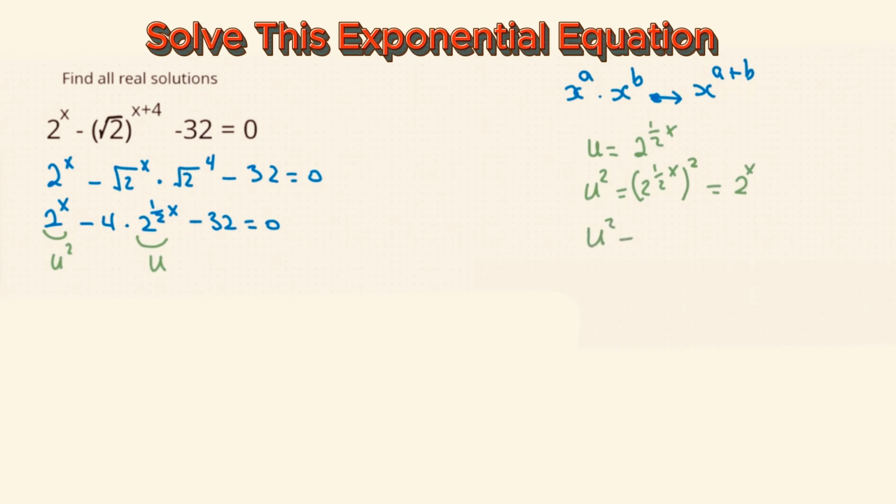minus 4u minus 32 equals 0. Factor this, so that's going to give me u minus 8 times u plus 4 equals 0. Two numbers that multiply to give me negative 32 and add to give me negative 4 are negative 8 and 4. And therefore here, u would equal 8 and negative 4.